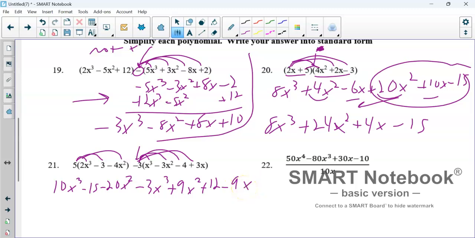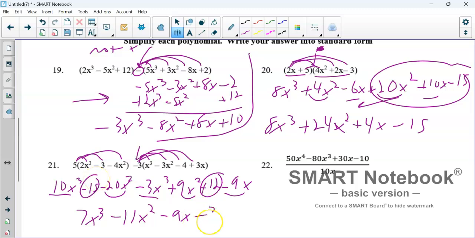And now, no more multiplication, we're simply joining like terms. So we have an x cubed here and x cubed here. 10 minus 3 is 7x cubed. I'm going to do my squareds next. So 9 minus 20 is negative 11x squared. Now I'm going to do my x, my lone x out here, minus 9x. And then I have plus 12 and minus 15. 12 minus 15 is minus 3. Now I've joined all like terms.